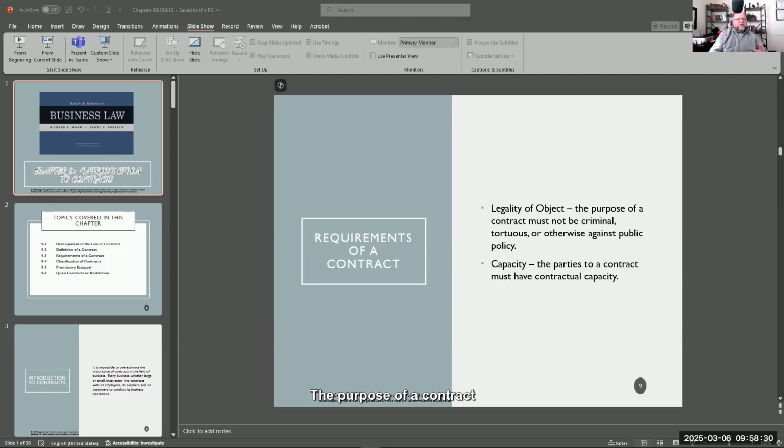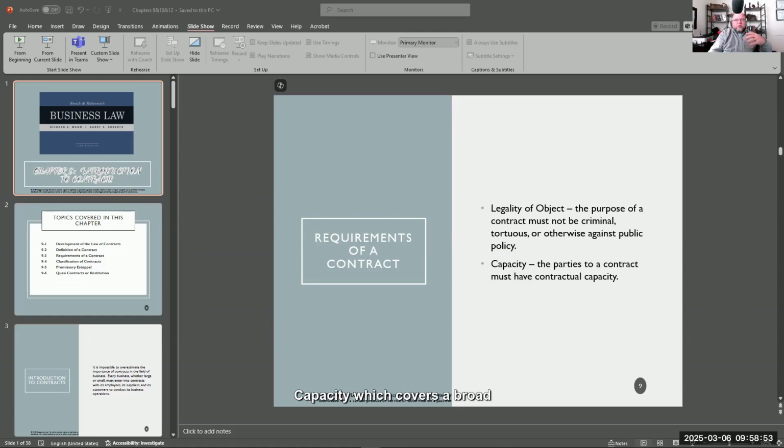The purpose of a contract must not be criminal. Anything that could be considered a tort or anything that goes against public policy. So nothing that can be brought up in court saying, well, this is not legal or something you could be charged for, or that just goes against a normal public policy.